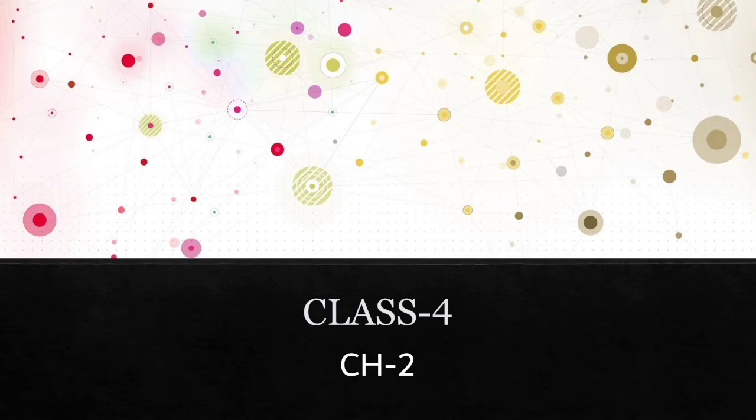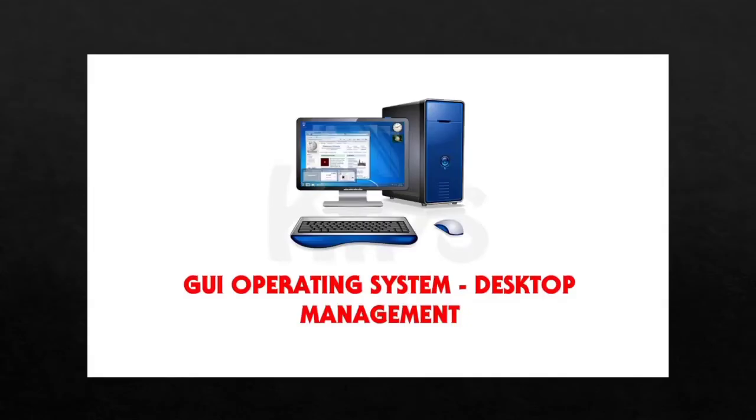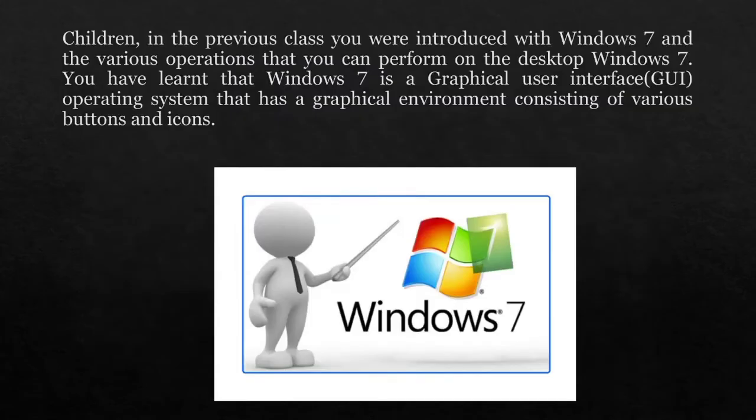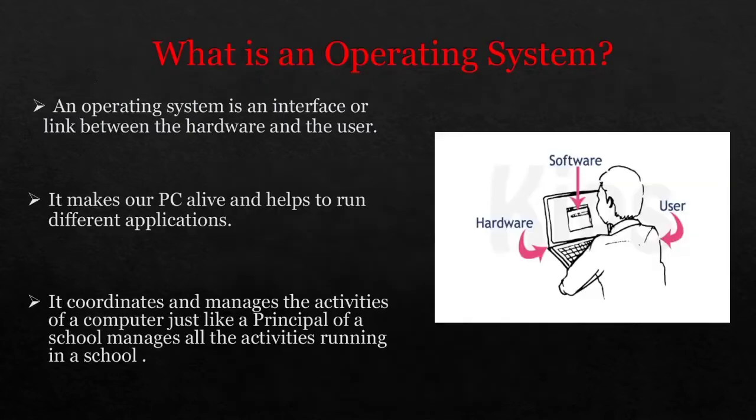So, today we are going to start chapter number 2, Graphical User Interface Operating System Desktop Management. Children, in the previous class you were introduced to Windows 7 and the various operations that you can perform on the desktop of Windows 7. You have learned that Windows 7 is the GUI operating system that has a graphical environment consisting of various buttons and icons. So, let's understand what is an operating system.